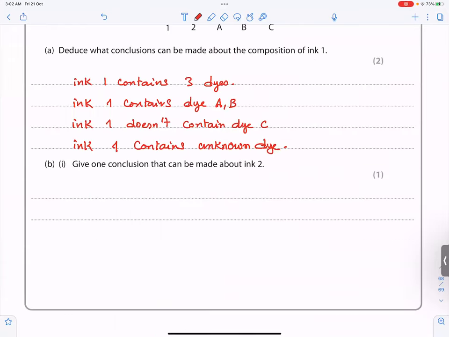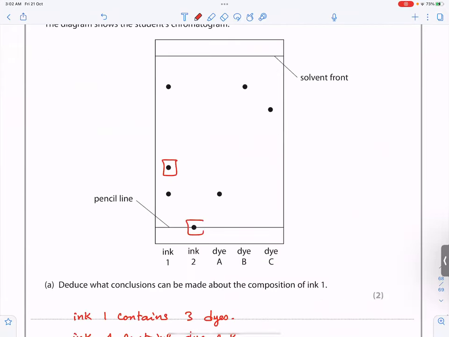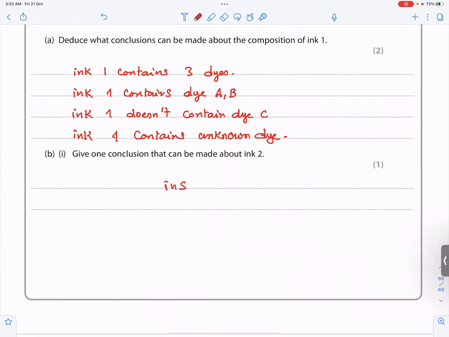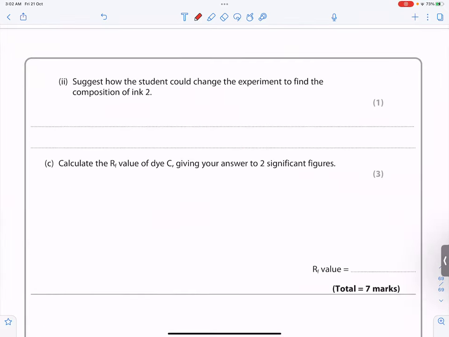Give one conclusion that can be made about ink two. هتبقى insoluble in solvent. Suggest how the student could change the experiment to find the composition of ink two. إن هو use another solvent. Change the solvent. وممكن نحدد حاجة غير الووتر like ethanol أو propanone.